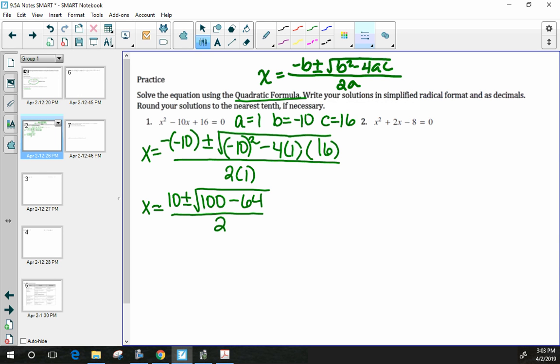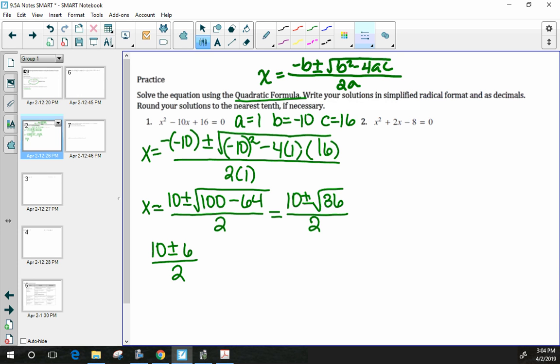Okay. Still have to work inside the grouping symbol before I do anything else, right? So what's 100 minus 64? 36, yeah. So then this simplifies to 10 plus or minus the square root of 36 over 2. Is the square root of 36 a perfect square? Yes, it is. So what's the square root of 36? Yeah, so this really simplified out nicely to just 10 plus or minus 6 over 2. And at this point, this is as far as I can go with the double sign.